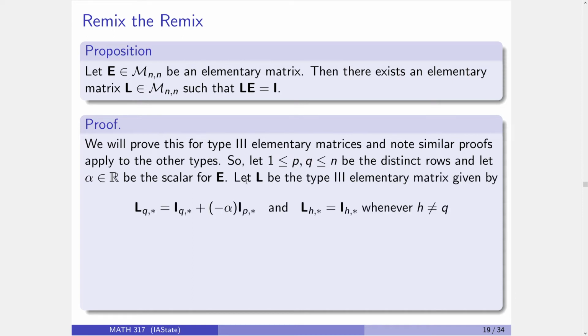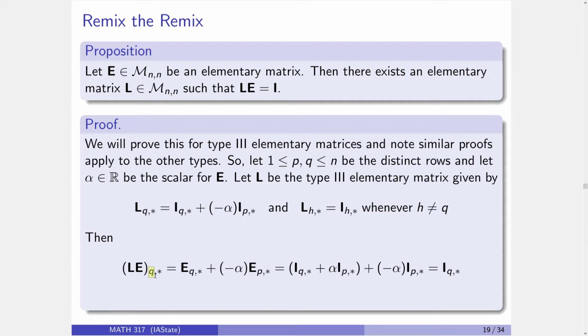All right, so I'll let L then be the type 3 matrix that scales P by negative alpha and adds it to Q. So undoing the action of scaling row P by alpha and adding it to row Q. So we multiply these together and look at them.